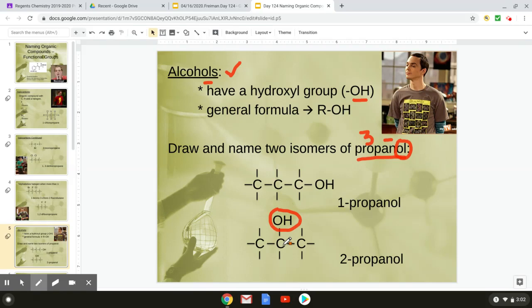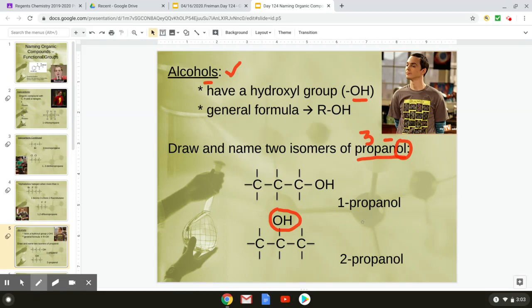And you can see no matter how we number it, first carbon, second carbon, third carbon, or first, second, third, it's on the second carbon. So this is 2, that's the carbon it's on, prop, and ol, the alcohol, just like the word alcohol, that's the sound at the end of this word. So 2-propanol.